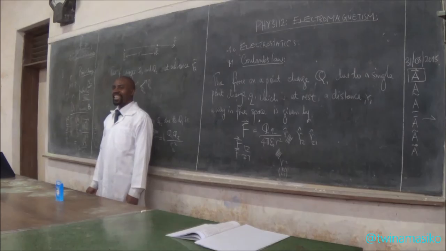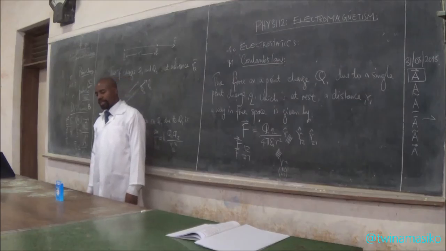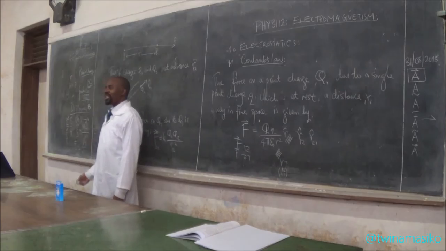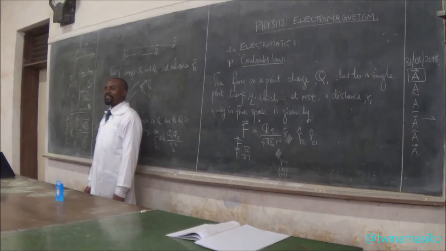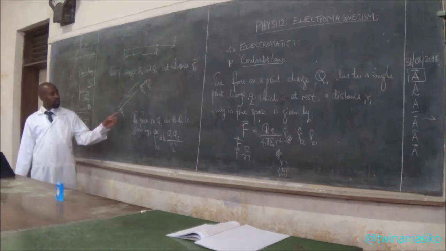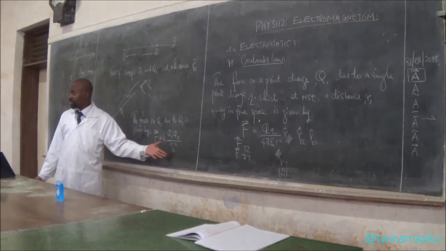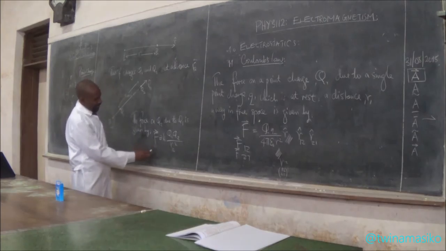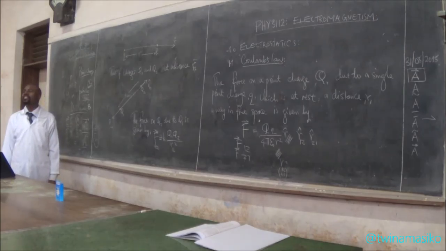Okay, so we need to agree on how to denote, how to read it. Any other person, how would we read this one? Should it be force on Q2 due to Q1 or force on Q1 due to Q2? Okay, let's see. So you are saying we should say 1-2, since we are having the 1-2 here. That's what you are saying. Okay, have no problem. Is it okay? Yes.